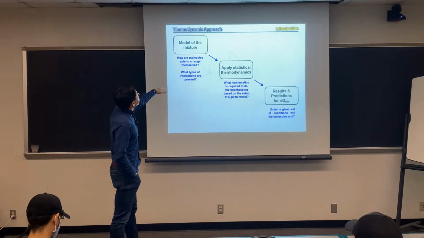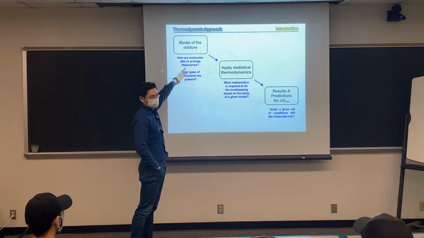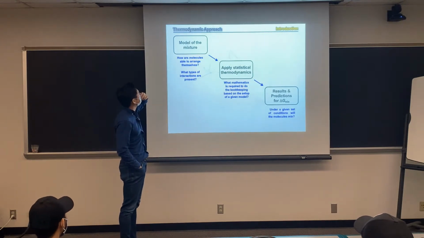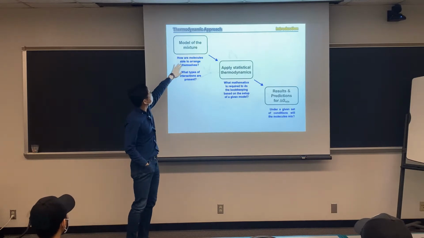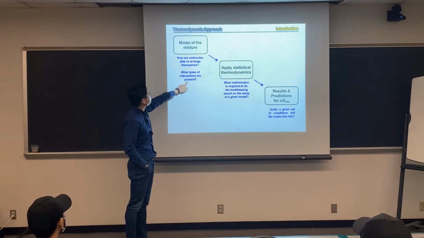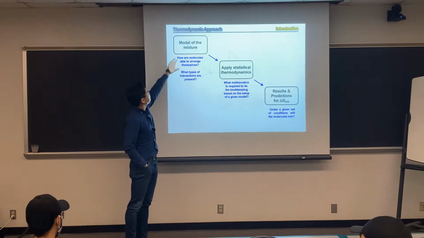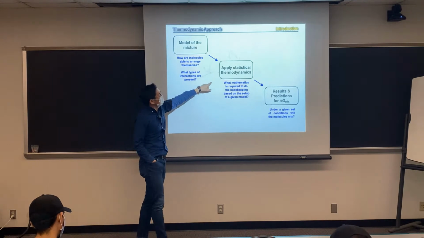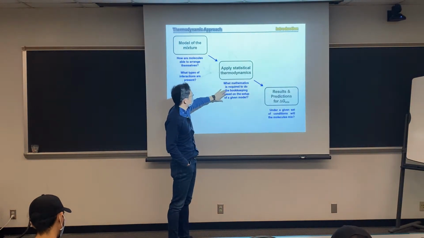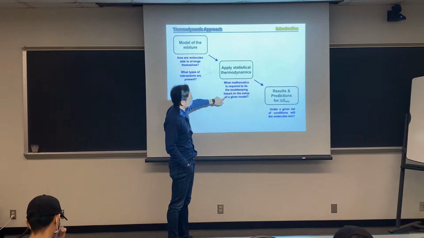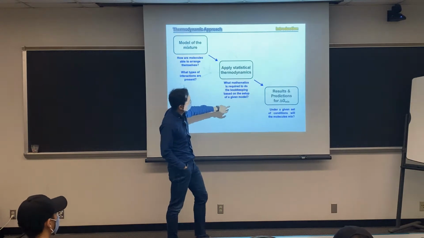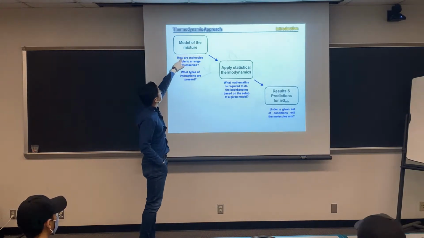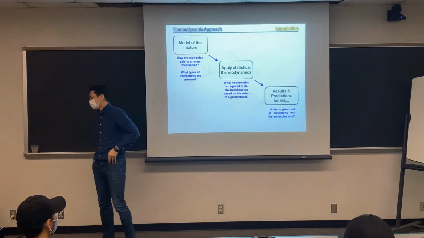So a couple of high-level understandings of how they would mix or not: we need to understand a little bit of a model of the mixture. How are the molecules able to arrange themselves? What type of interaction is present? This is more relevant to the entropy, and this is more relevant to enthalpy. Applying statistical thermodynamics is what we're going to do, some of them today. Look at what the delta G of mixing is and understand how the delta G is influenced by these two entropy and enthalpy effects.